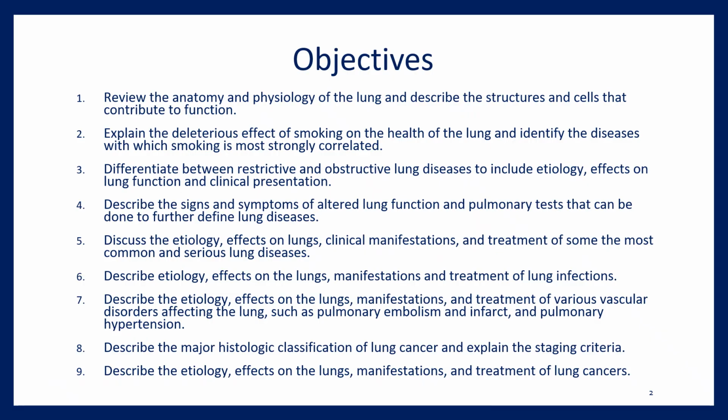Here's what we're aiming to accomplish in this chapter. By the end, you should be able to understand normal lung anatomy and physiology, identify key lung cell types histologically, explain how smoking wrecks basically everything it touches, differentiate restrictive versus obstructive lung disease, interpret pulmonary function tests, recognize common lung diseases and infections, and understand lung cancers, especially their histologic classification. Think of this chapter as the bridge between microscope knowledge and real clinical pathology reports. This is one of those units where histology suddenly starts to make a lot of sense.